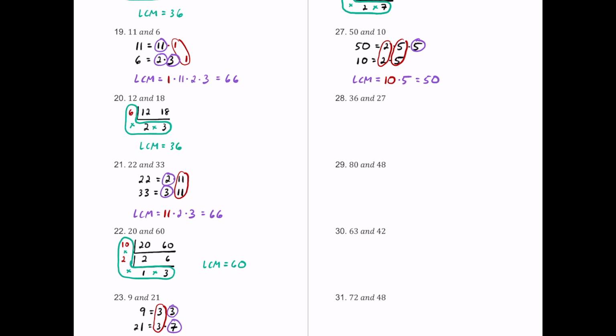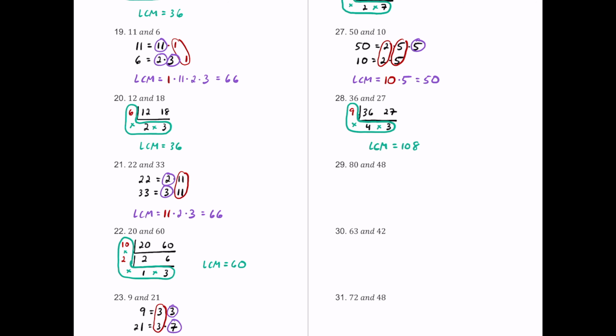For 28, we have 36 and 27. Let's try using the ladder method. So 36 and 27. Let's see. I think we can use 9, right? 9 times 4 is 36, and 9 times 3 is 27. If they have nothing else in common, then we are all done. 4 and 3 are next to each other. And so we can go ahead and multiply these numbers out here. And let's see, 4 times 3 is 12. 12 times 9, I think, is 108. The LCM here is 108. Cool. So a little bit bigger numbers, but if we already feel good about multiplying or using a calculator to multiply, then that should make that a little bit easier.